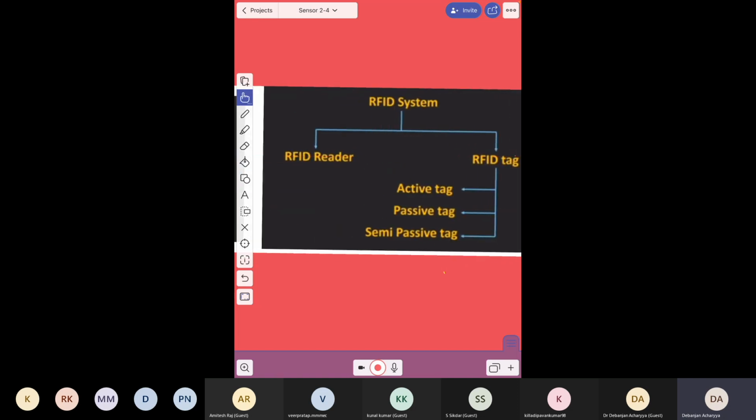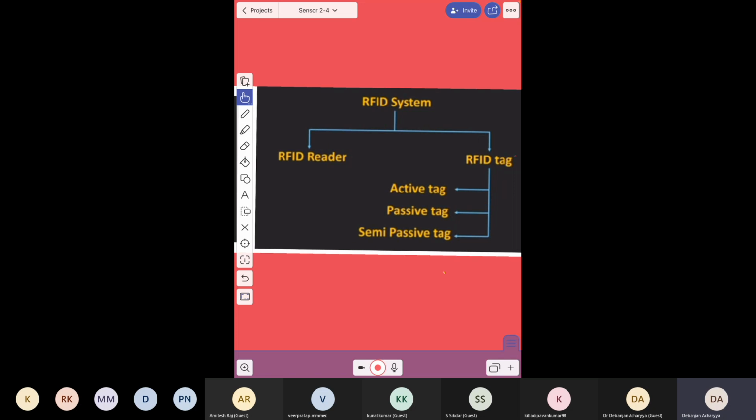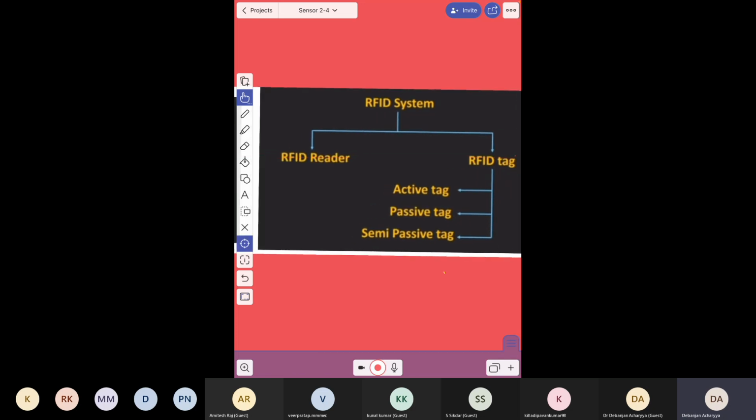Now coming to more details about the RFID system. As I told you, there is an RFID reader and an RFID tag, and the RFID tag can be of three types: active tag, passive tag, and semi-passive tag. So what are these? In active tags, the tag itself has a power supply. That means the reader will send radio waves and the tag will receive them. If I tell you about the passive tag first, that will be clearer to understand.